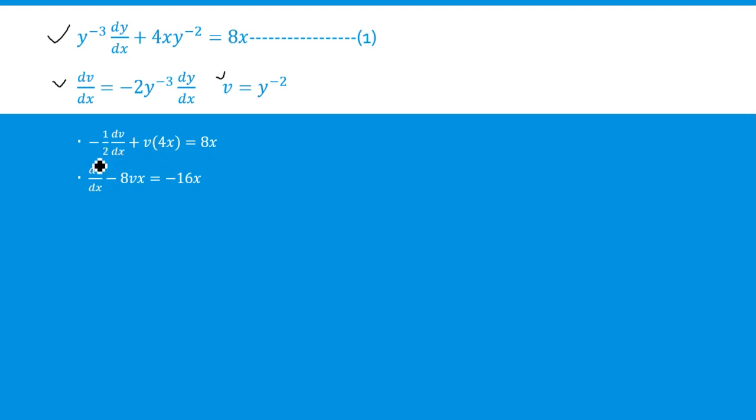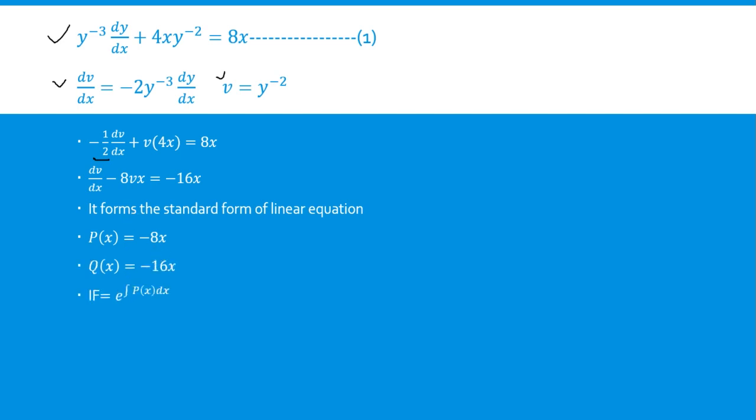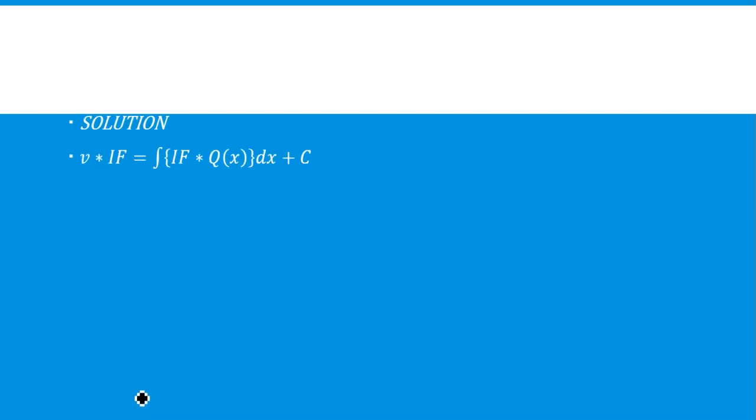Now after getting rid of the coefficient of dv by dx, we form the standard form of a linear equation, wherein P is minus 8x and Q is minus 16x. Now we take the integrating factor, which is e to the power integral of P dx, which is integral of minus 8x, so minus 8 by 2 x square, which is e to the power minus 4x square. So this is the integrating factor, and now we put the values in the solution, which is v into e to the power minus 4x square is equal to the integral of e to the power minus 4x square into minus 16x dx plus c.